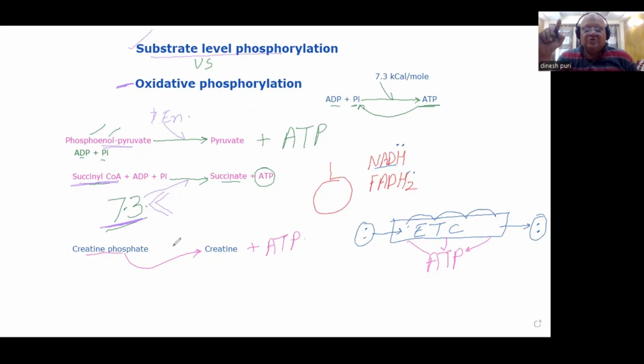So it is commonly said by students in vivas, etc., that creatine phosphate stores energy. What does that term mean? It is a super high energy compound, therefore can generate ATP by substrate level phosphorylation. So that is why we say that it stores energy.